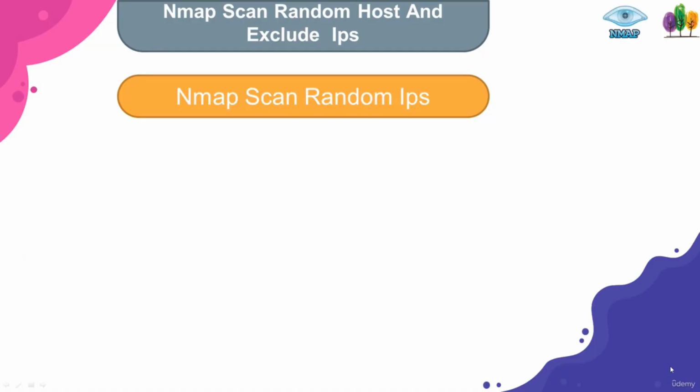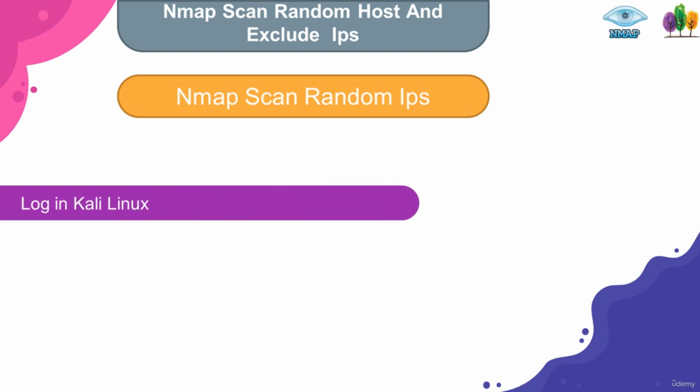Nmap random scan and exclude IPs. So with nmap, you can scan any number of random targets on a network. Right? To do this, simply type nmap -iR and a host number. So this can be used to set random targets and make discoveries related to these targets.